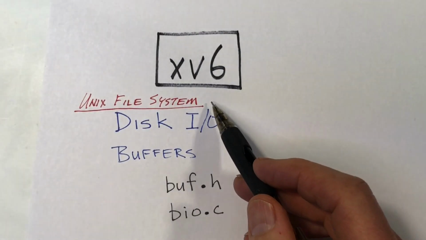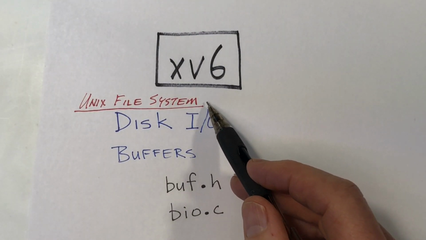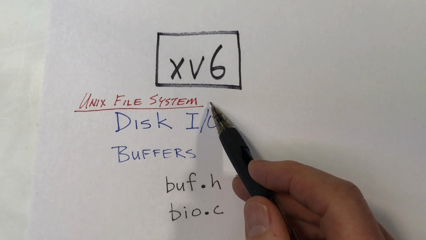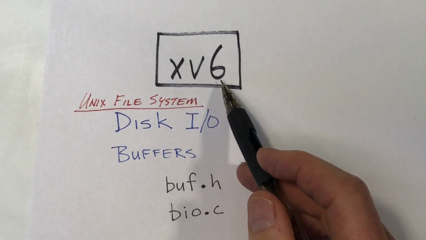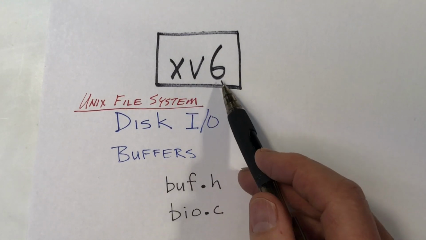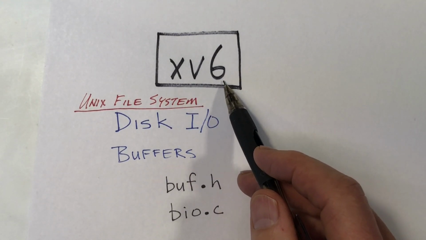In this and the next couple of videos, I'll be describing how the Unix file system is implemented, and I'll talk about the system calls like open, close, read, and write. This video is part of a playlist on the xv6 operating system kernel. xv6 is a simplified version of Unix.